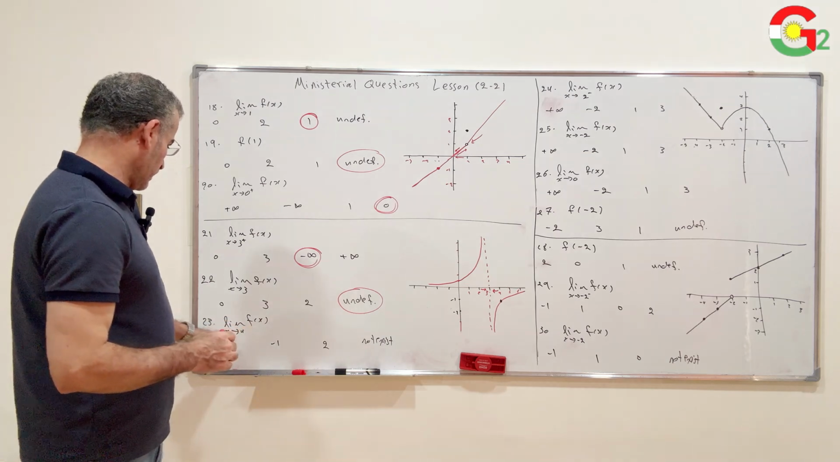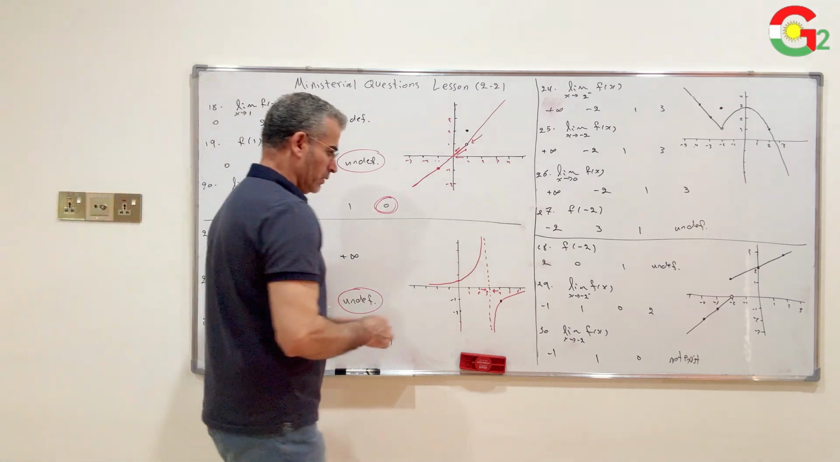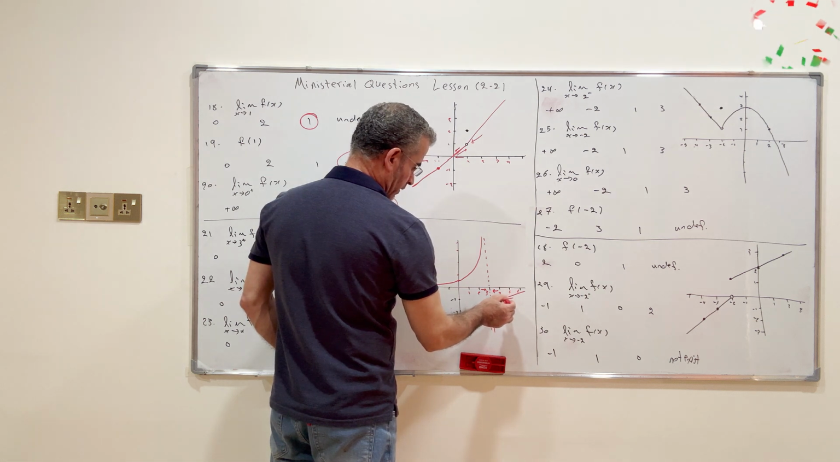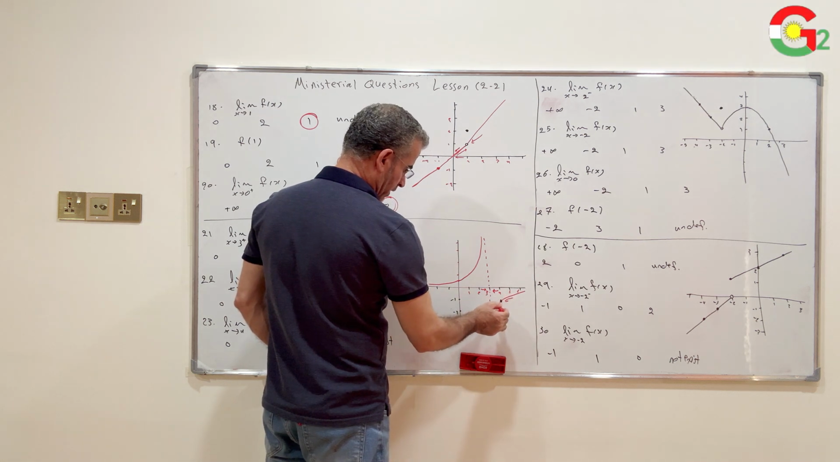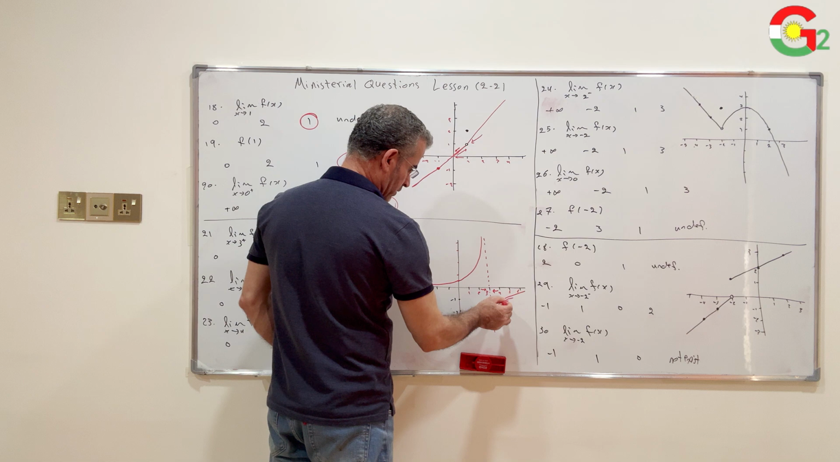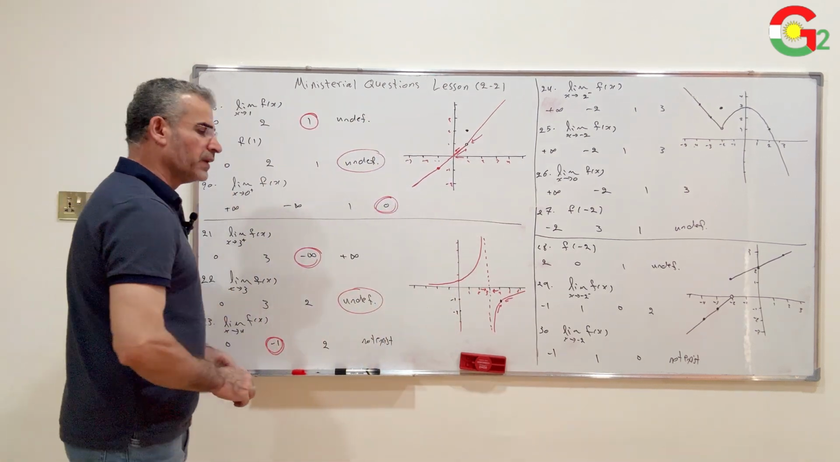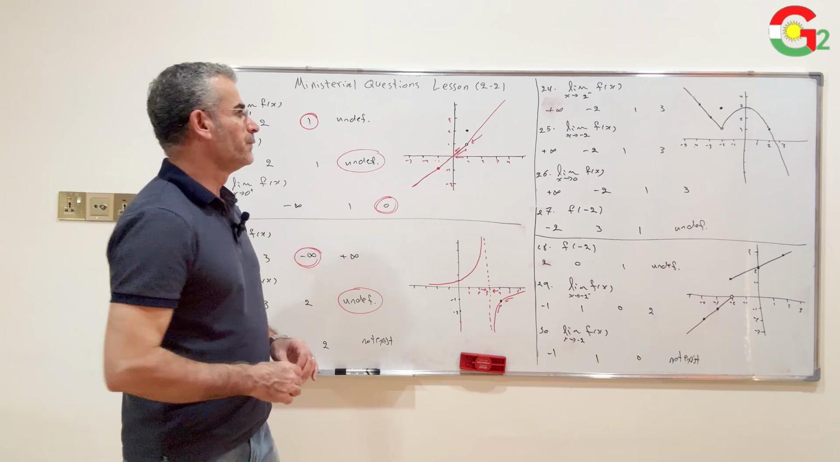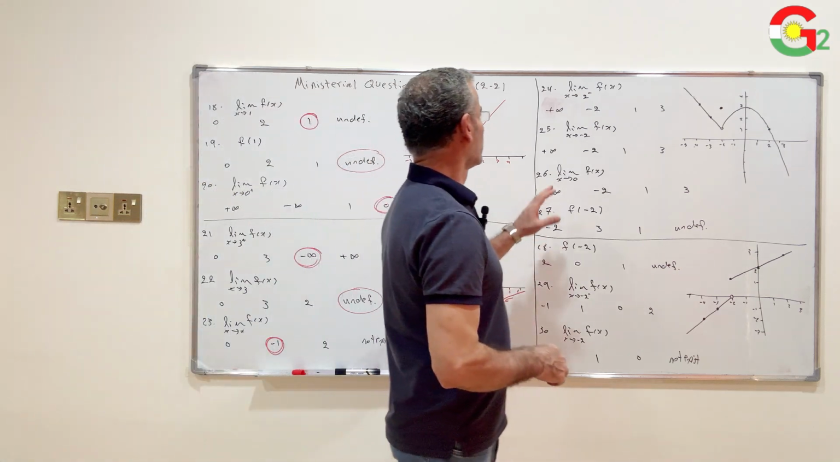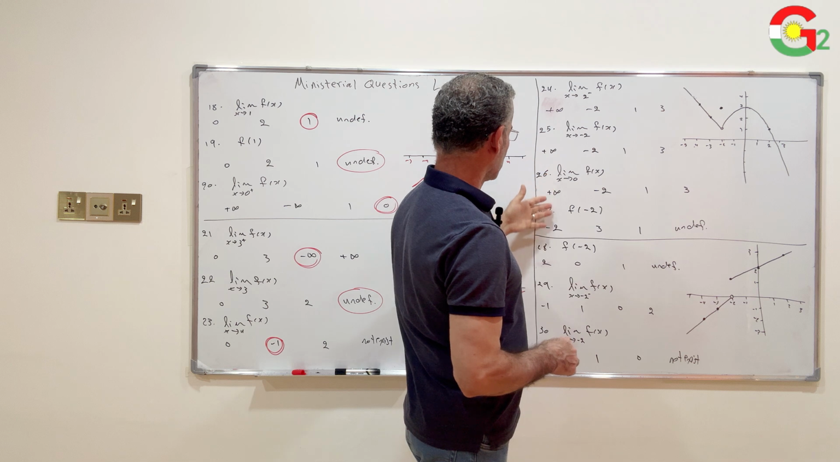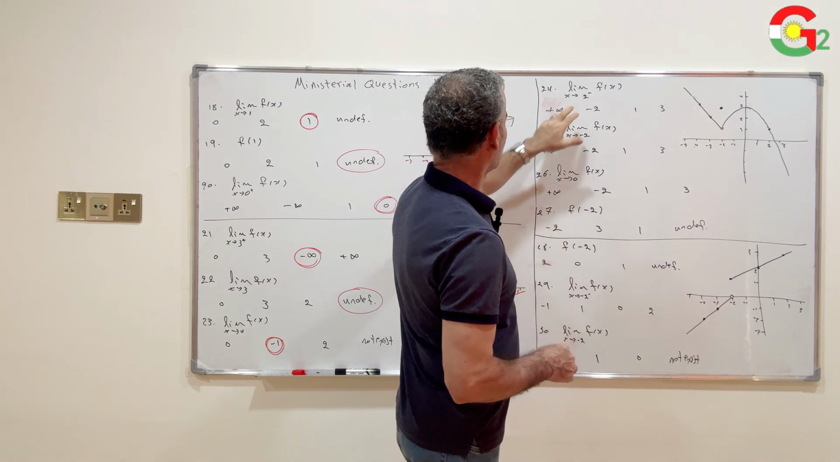Limit f of x when x approaches 4. This is 4. When x approaches 4 from right, the function is negative 1. From left it is also negative 1. Then the right choice is negative 1. Question number 24. Use the given graph to answer these 4 questions.